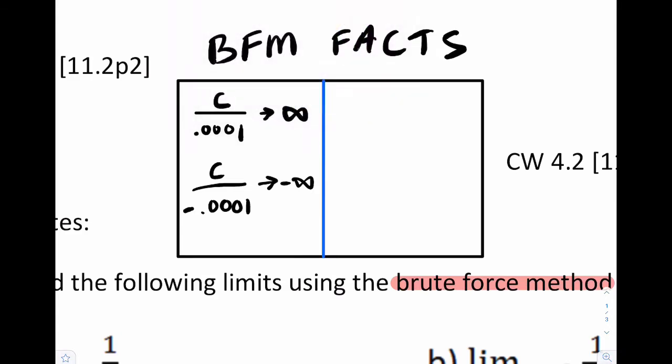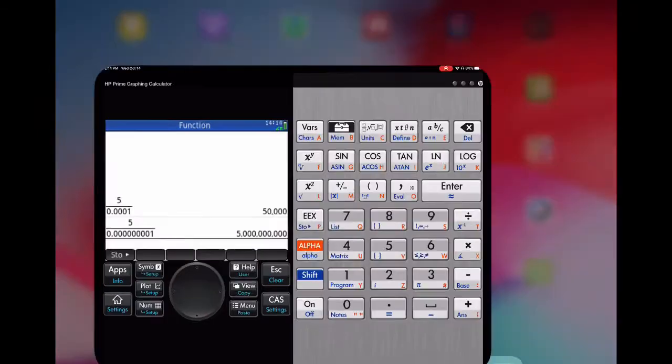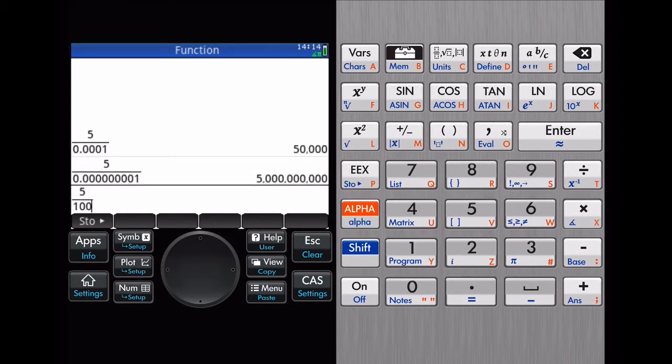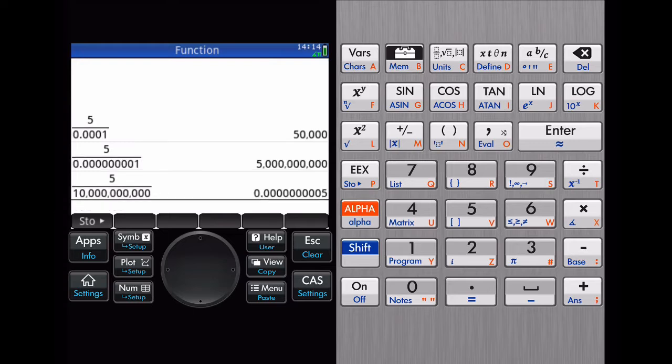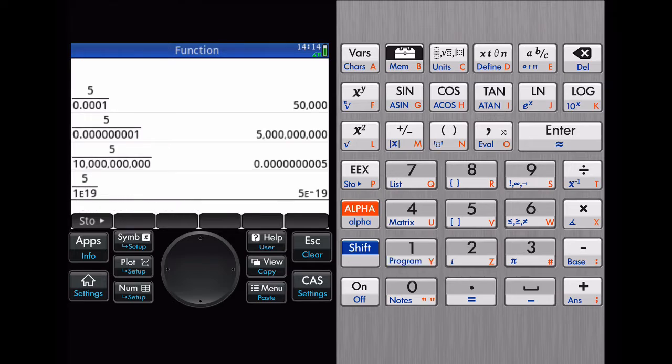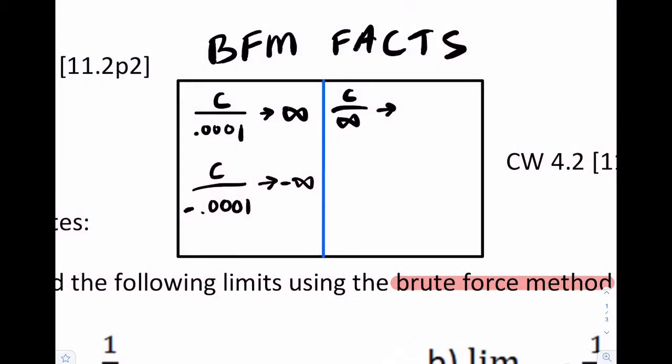Let's say we have some constant over infinity. Think about where that would trend. So if you're not sure, let's grab our calculator. Let's say we have 5 and divide it by a really big number like that. Notice how now it's 0.000005, and if we kept going, think about what it's approaching. That's a really tiny number, and what it's doing is that it's approaching 0.